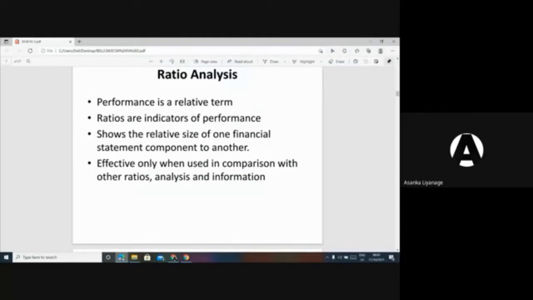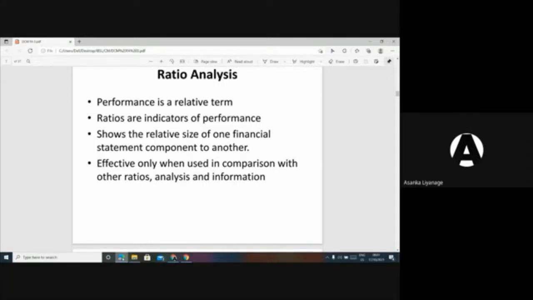Now, ratio analysis is the main technique used by most of the financial statement analysis, like all the credit managers, credit officers, relationship managers, when they analyze the financial statements of different entities. Now, if you take the performance, it's a relative term, very relative. Ratios are indicators of performance, right? You can use ratios to indicate the performance.